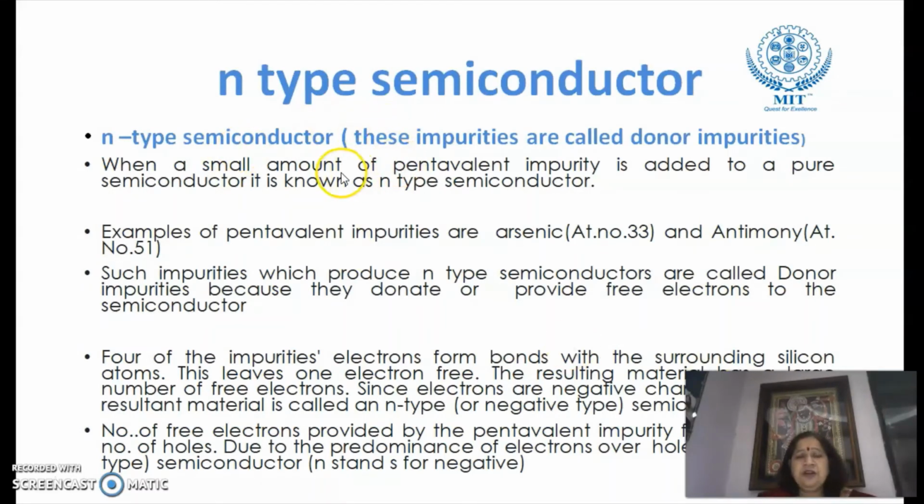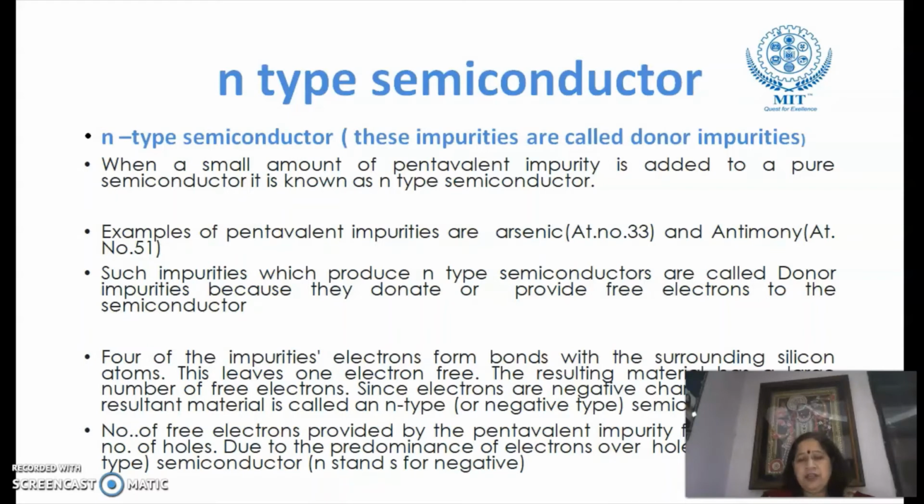N-type semiconductor, these impurities are called donor impurities. So when a small amount of pentavalent impurity is added to a pure semiconductor, it creates an N-type semiconductor. Good examples are arsenic and antimony. Arsenic has atomic number 33, and antimony has atomic number 51.